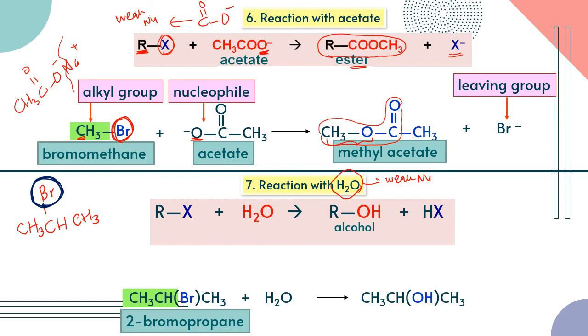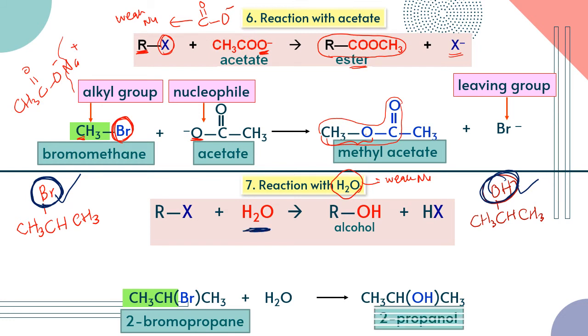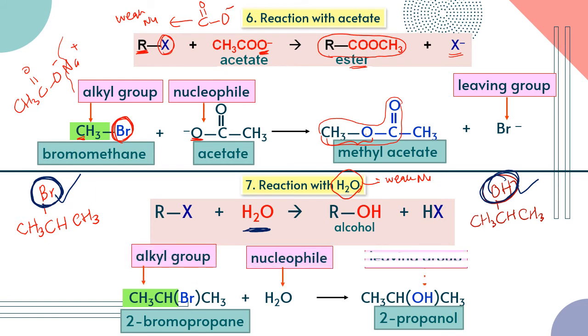So if I were to write down the product, CH3, CH, CH3, and then on this particular carbon we have our hydroxyl group, because we already substituted bromine over here with OH. That particular OH, where does it come from? It comes from water over here. So we have 2-propanol as the product. Alkyl group, the nucleophile, and the leaving group. The leaving group here is actually our Br minus.